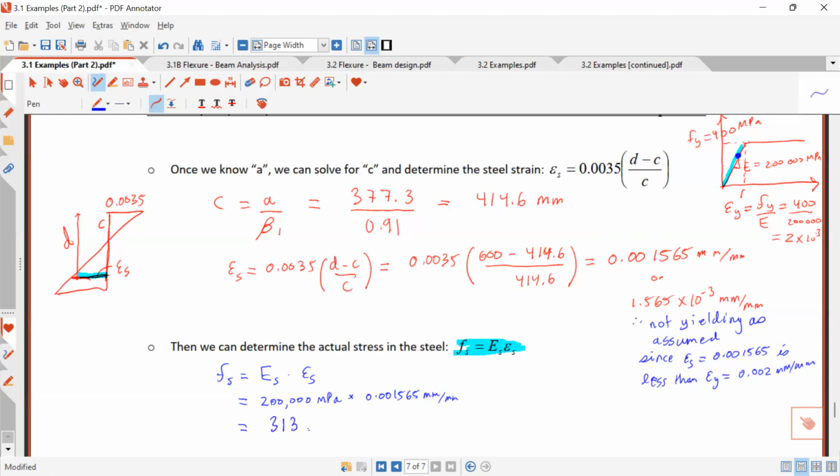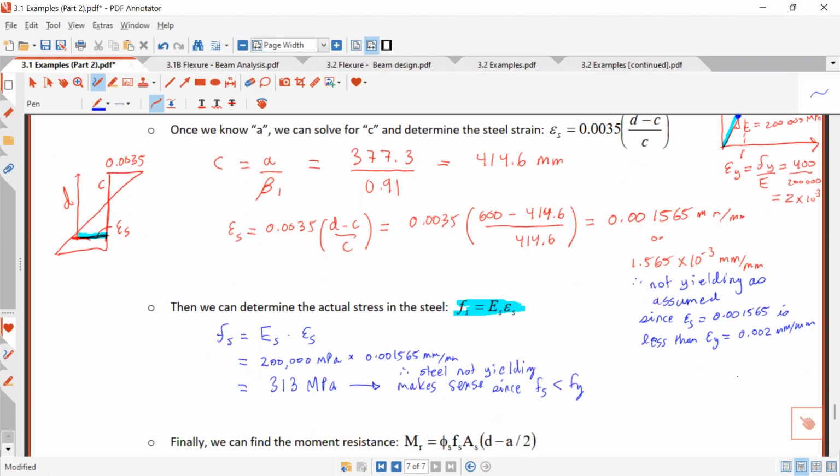If I do this, what do I find? I find 313 MPa. Does that make sense? Makes sense. So therefore, steel not yielding, and makes sense since Fs is smaller than Fy. If you do this calculation and you get 800, you made a mistake somewhere. The maximum stress you can have is 400. That's at yielding. Below, you're going to have Hooke's law, and it should always be less than 400 MPa. We found 313. That makes a lot of sense.